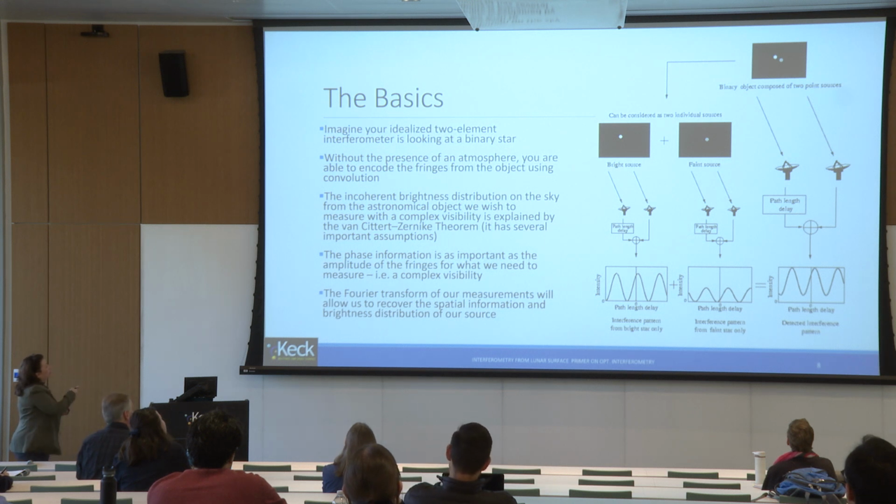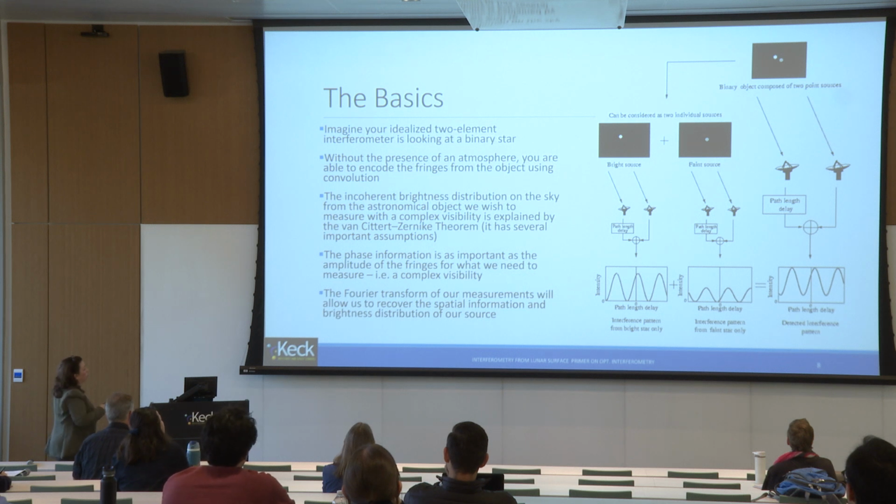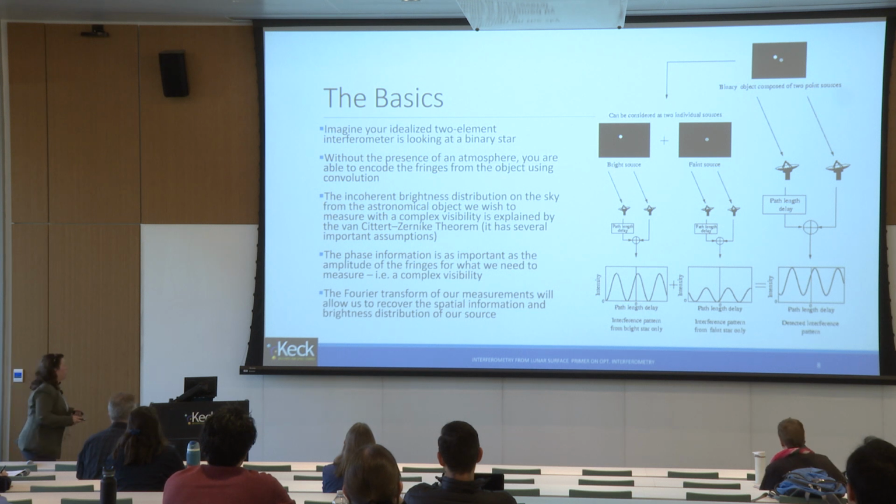We talk about how the brightness distribution of the sky is related to what we actually measure on the ground through something called the Van Cittert-Zernike theorem. It has several important assumptions buried in it, and we don't have enough time to go through all of them, but it's something that you can look up if you want to understand this better.